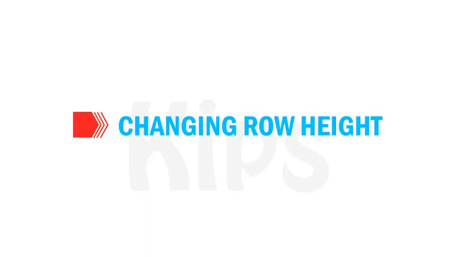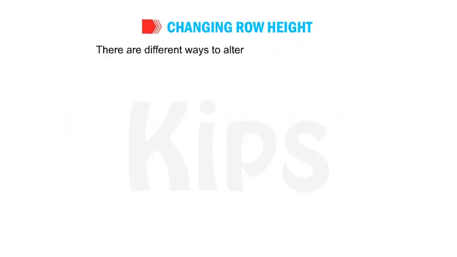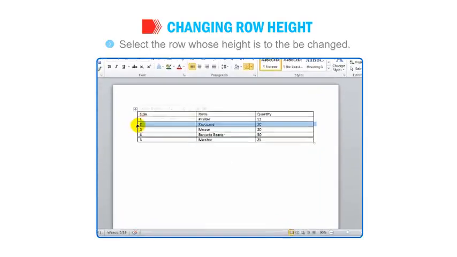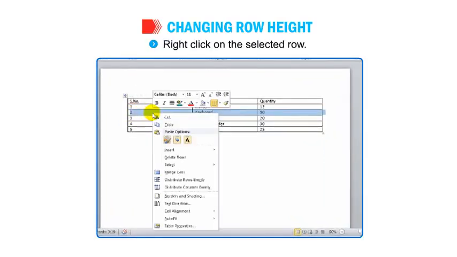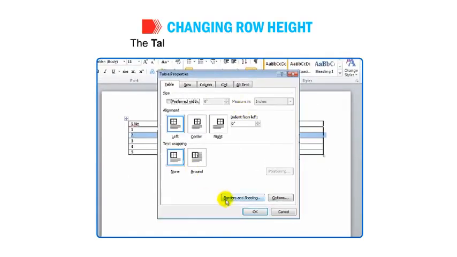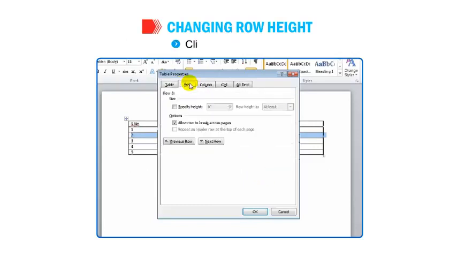Students, let us learn how to change row height. There are different ways to alter the row height in a table. Select the row whose height is to be changed. Right-click on the selected row. Select the Table Properties option from the shortcut menu. The Table Properties dialog box appears. Click on the Row tab.